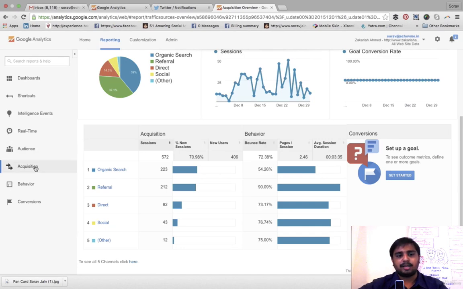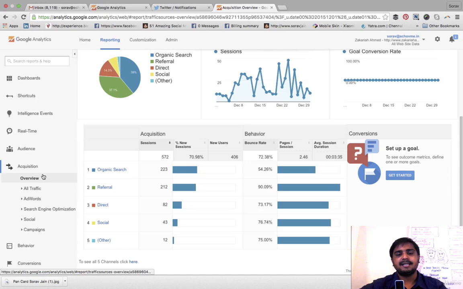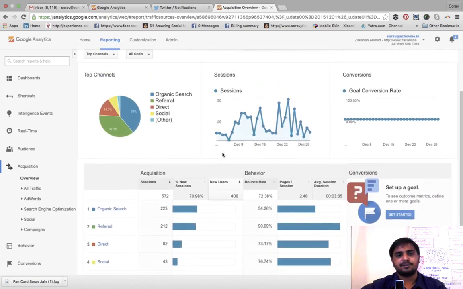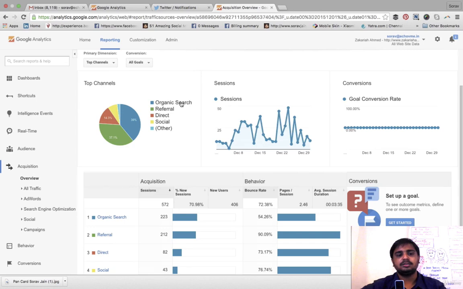We will now look into the acquisition category. In the acquisition category, you will basically understand how many people are coming on your site from different sources. So sources coming from organic search, referral, direct, and social.